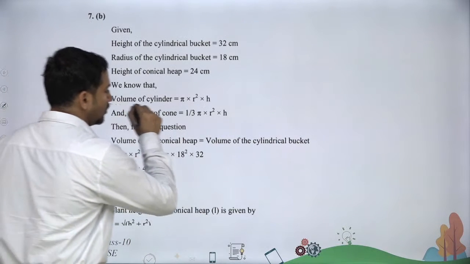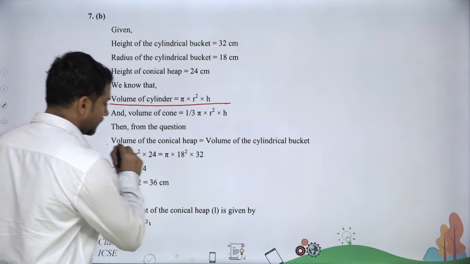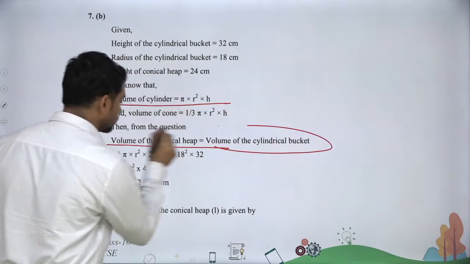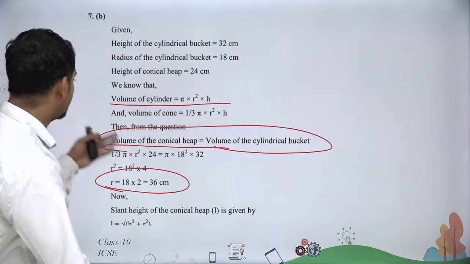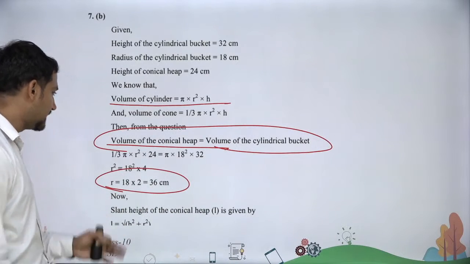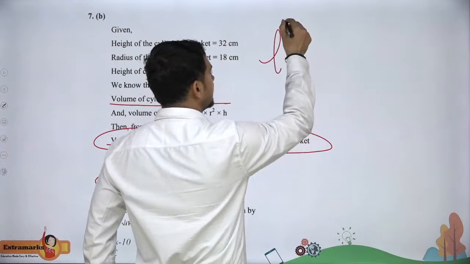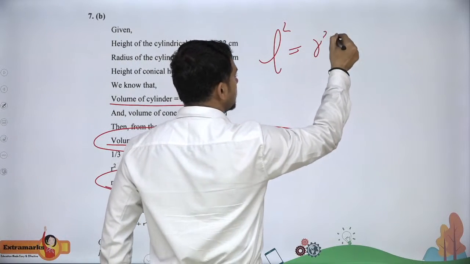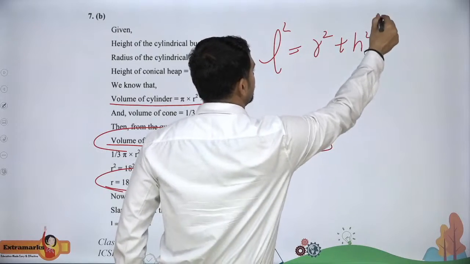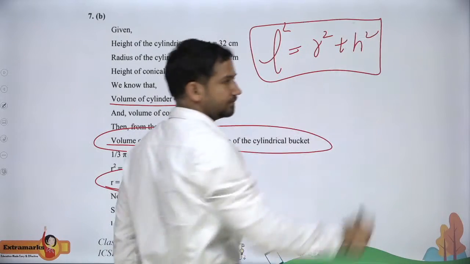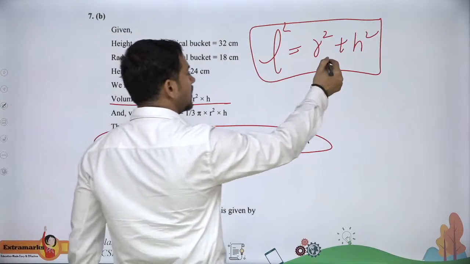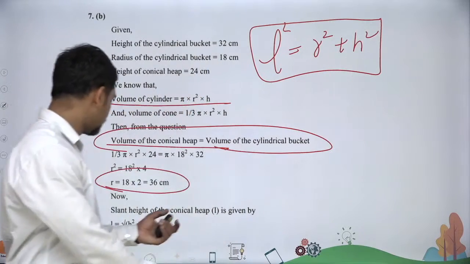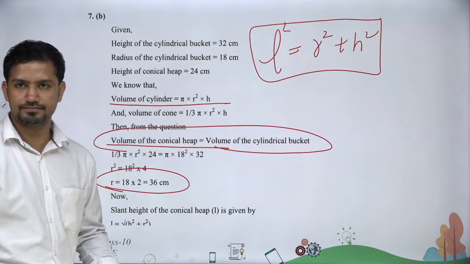First of all, we find the volume of the cylinder. Then we find the volume of the conical heap. Then we compare these two to get the value of the radius r. After that, for the slant height, we know that L square equals R square plus H square. R is given, H is given, so we just put in the values and get the answer.